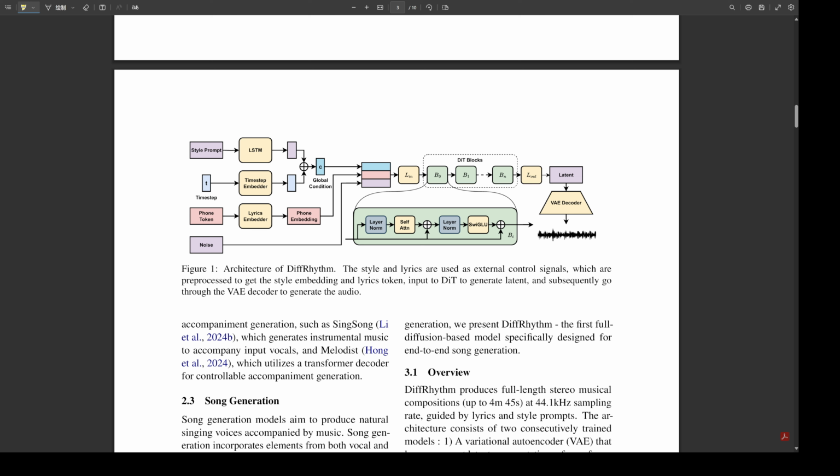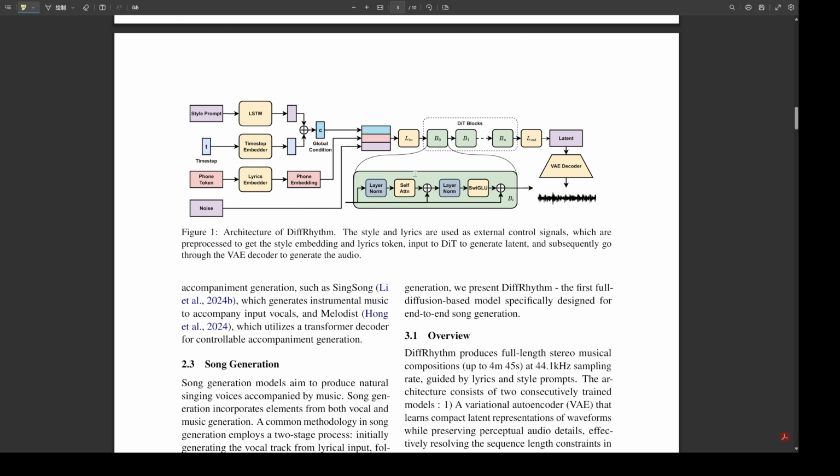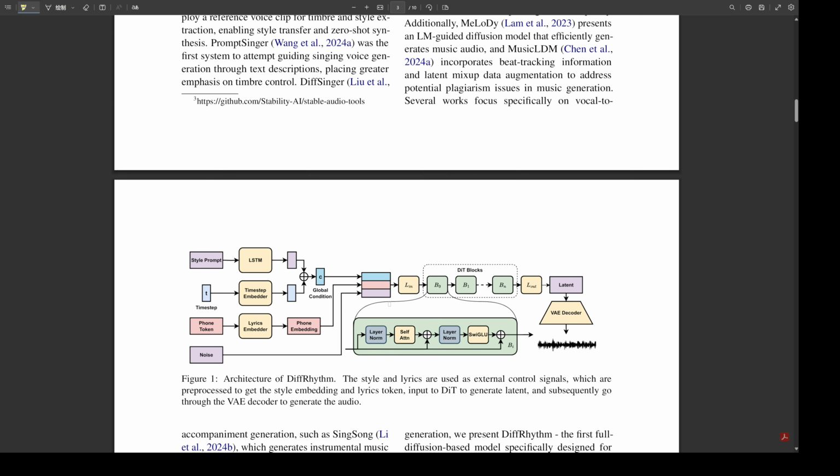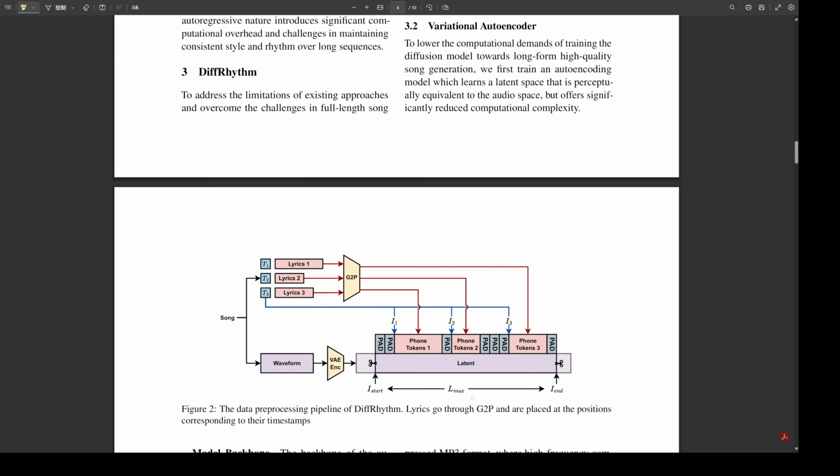Wow, that's really clever. Okay, so the VAE delivers this efficient, high-quality musical essence. What happens next? That's where the diffusion transformer comes in, right? Right. The second stage uses a diffusion transformer, or DiT. This operates within the latent space the VAE created and is in charge of actually generating the song.